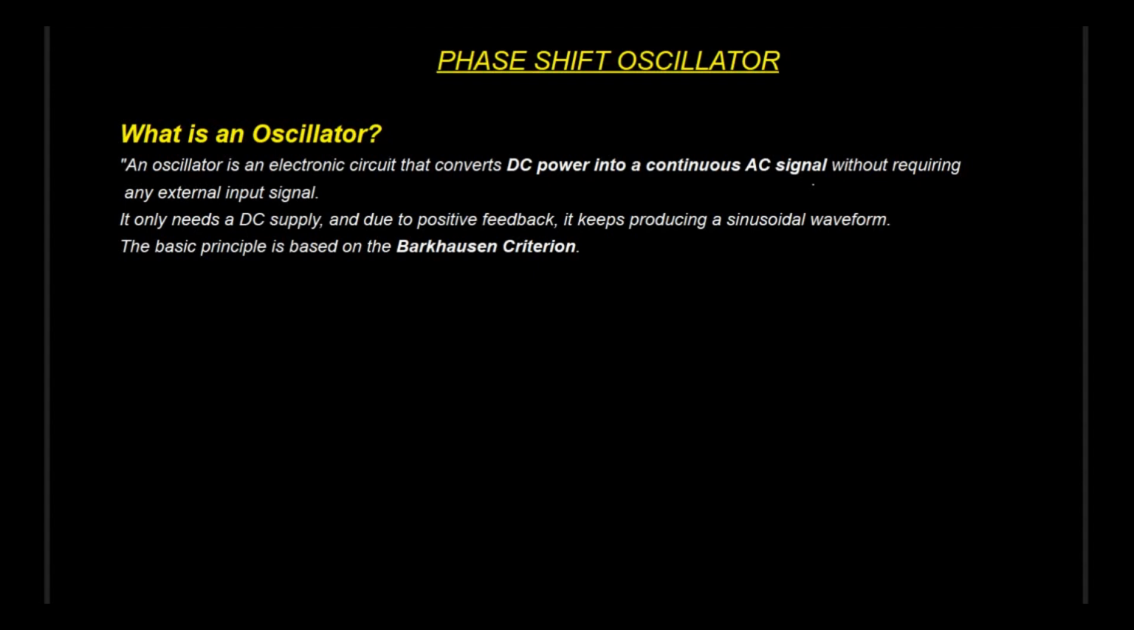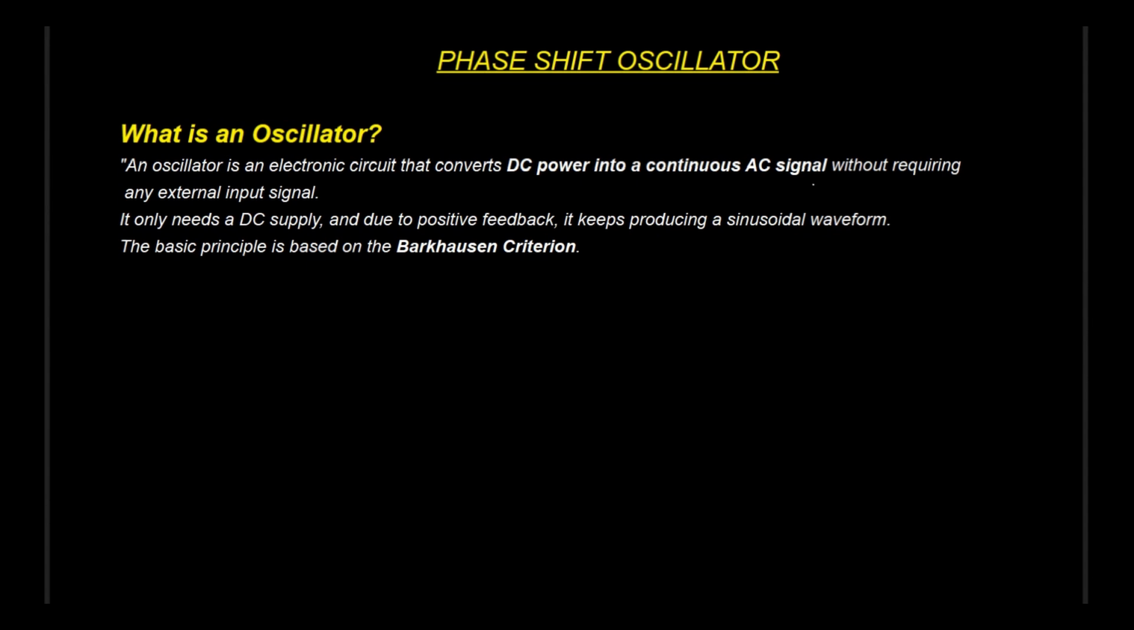So what is an oscillator? An oscillator is an electronic circuit that converts a DC power into a continuous AC signal without requiring any external input. It only needs a DC supply, but due to positive feedback, it keeps producing a sinusoidal waveform. The basic principle is based on the Barkhausen criterion.